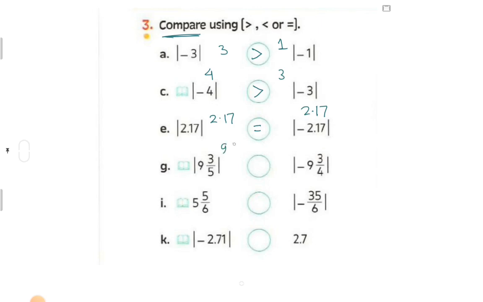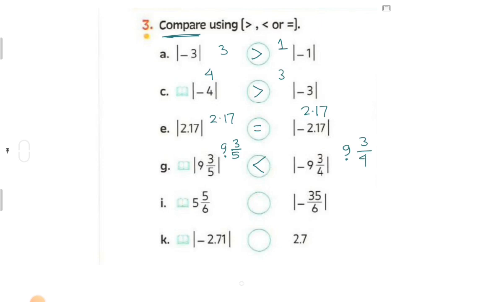Absolute value here, it's positive, no change. Here absolute value of negative, this will be the positive. Now I need to know which one is the bigger, which is the greatest one. 9 whole number, and here we have 9, 3/5 and 3/4. It's the same numerator, 3 and 3. So 5 greater than 4. Now I can say that 3 over 4 is greater than 3 over 5.